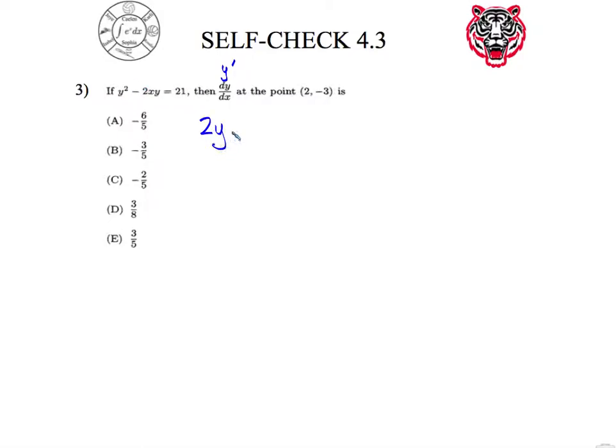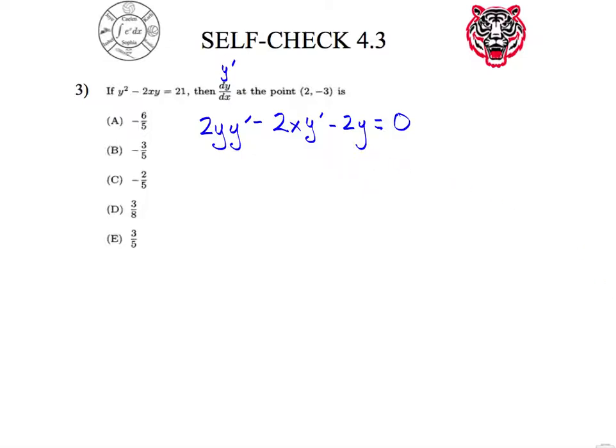2y y prime minus 2x y prime. Okay, we have to be careful here. This is product rule. So 2x y prime minus 2y. There we go. And you distribute the negatives correctly too. Yeah, you got it. Equals what? 0. Perfect.